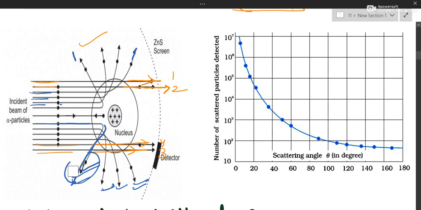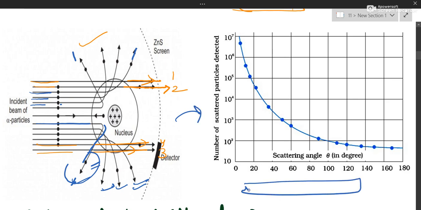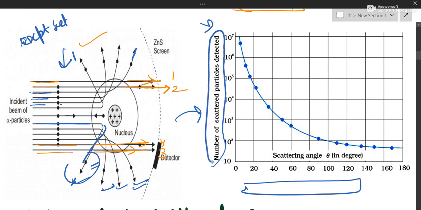That's very important, and the corresponding graph. This is also very important in this experiment. In this topic, the experimental setup is important. This graph is quite important. You can see in the graph, it is a graph between the number of scattered alpha particles against the angle of scattering, that is theta.